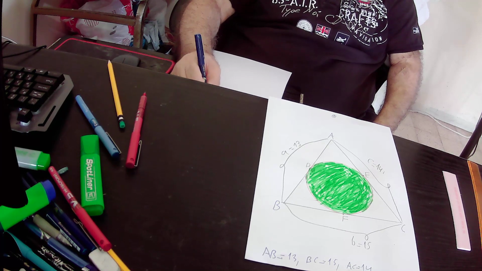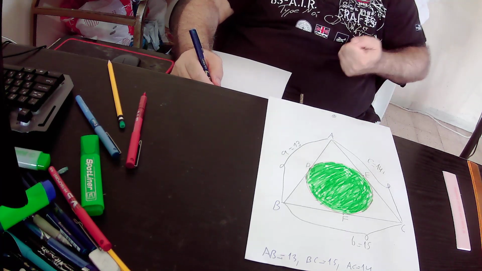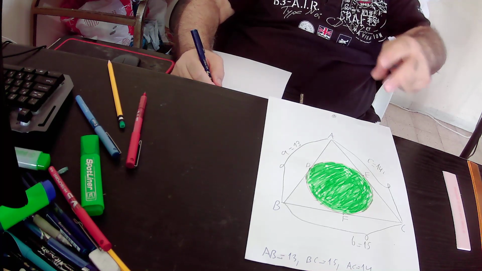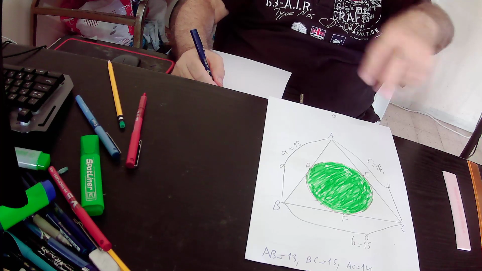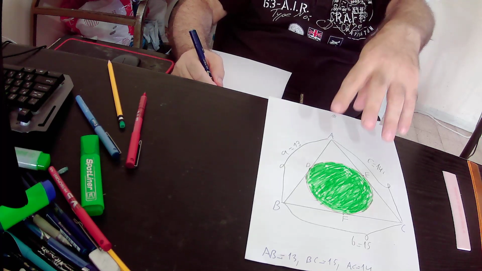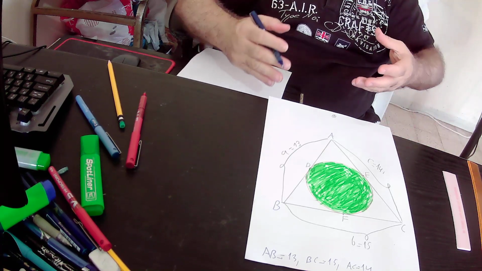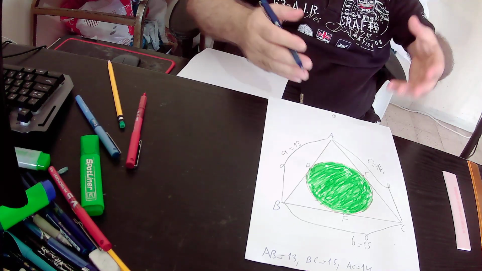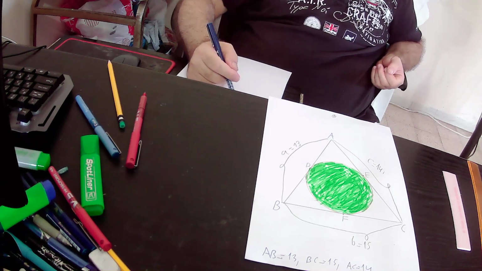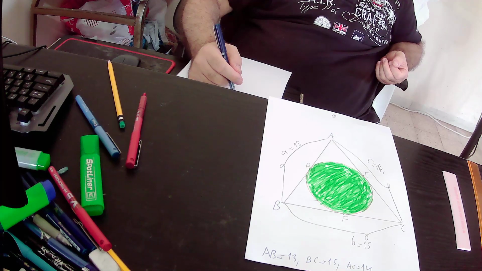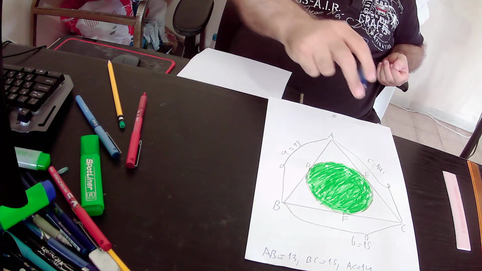So in order to find out the radius and the area of the green circle, we must know the area of the triangle that contains the green circle. Actually, the green circle is enclosed inside triangle ABC. And so in the next step, we will find out the radius of the green circle.